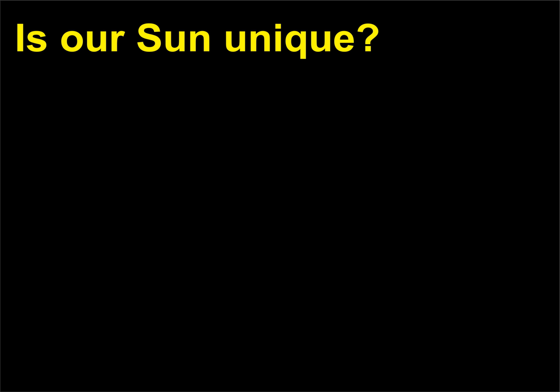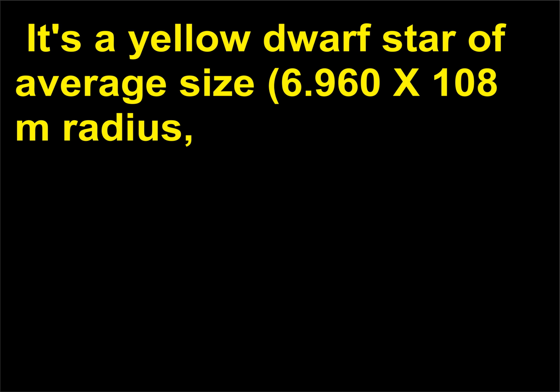Is our Sun unique? Aside from the fact that we're spinning around it, not really. It's a yellow dwarf star of average size, 6.960 x 10^8 m radius, 1.989 x 10^30 kilograms, and surface temperature 5500 to 6000 K.